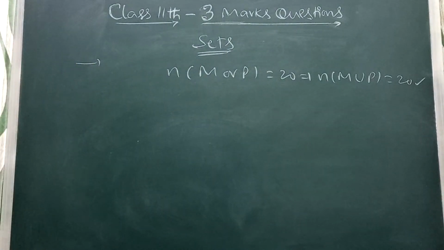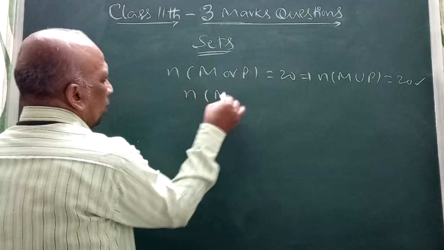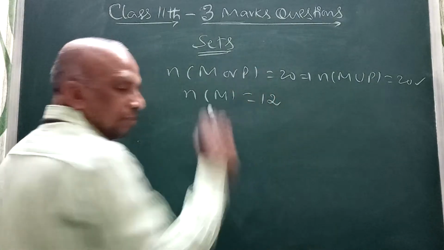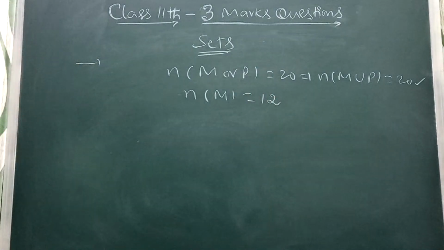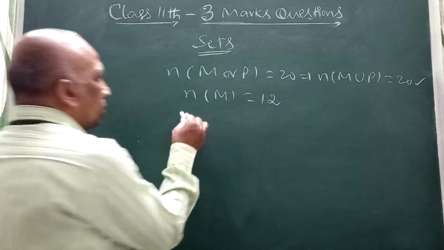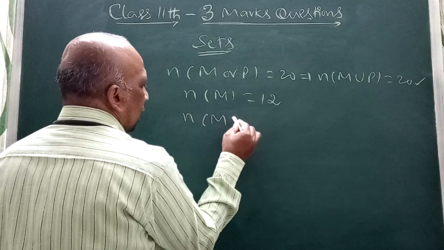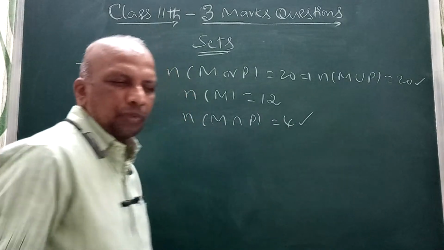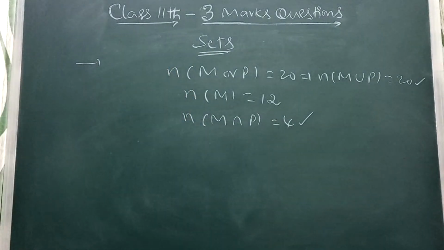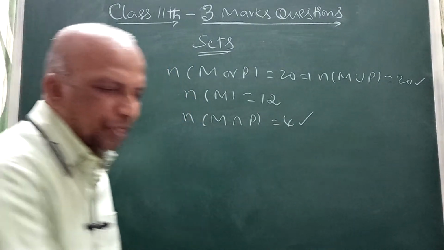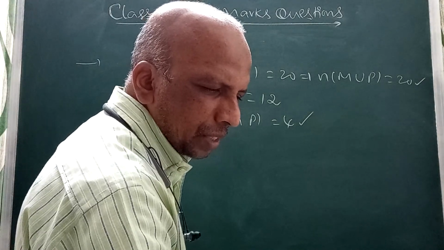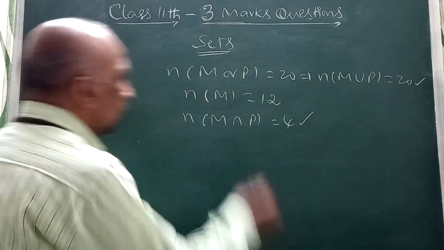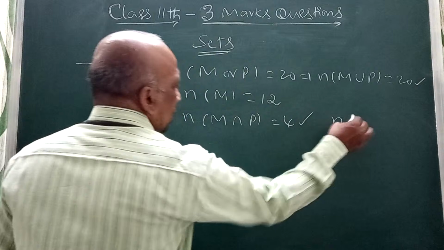And 12 teach mathematics is given, so n of M is equal to 12. And 4 teach both physics and mathematics, so M intersection P has 4. They're asking how many teach physics, which means we need to find n of P.